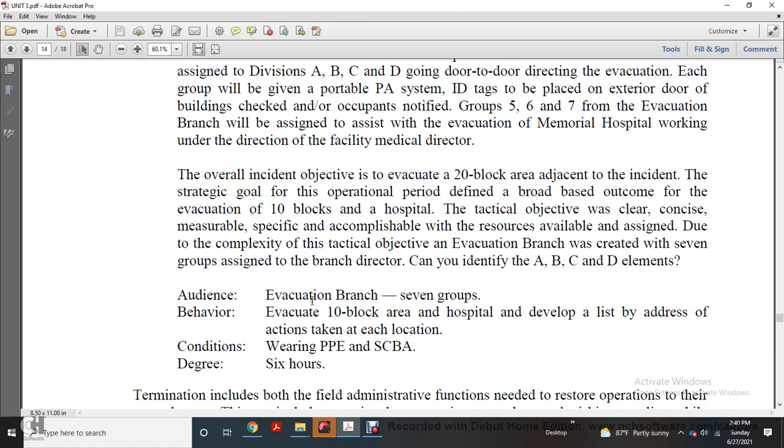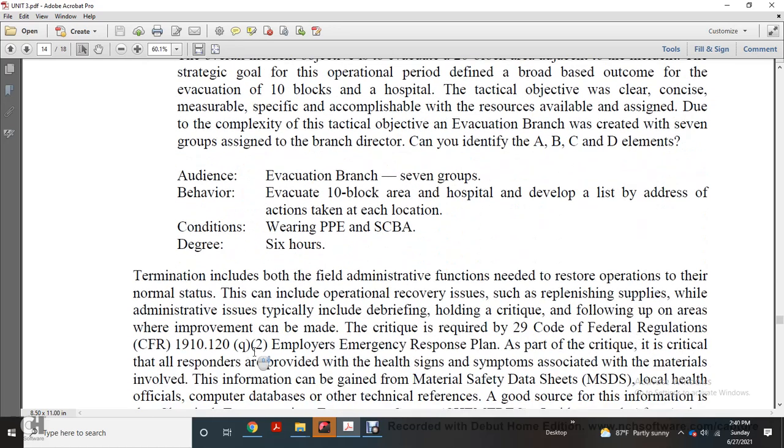The evacuation branch's 7 groups evacuate the block area of the hospital with a list of the addresses and the actions taken in each of the locations. Condition C: wearing personal protective self-contained breathing apparatus for 6 hours.